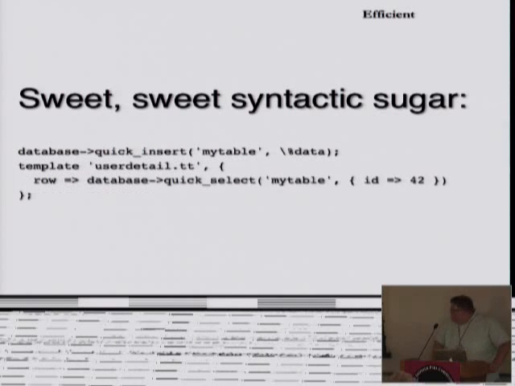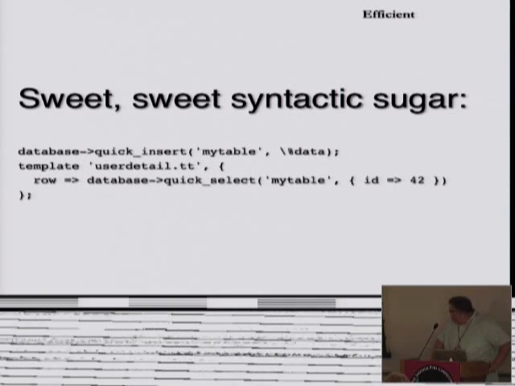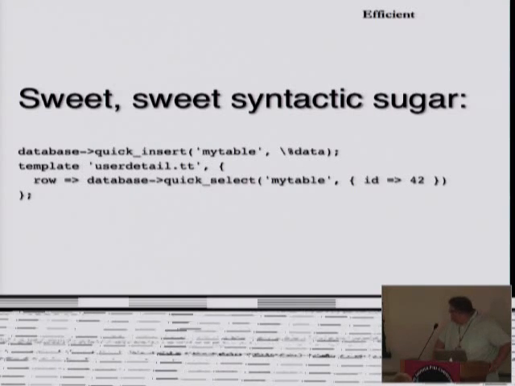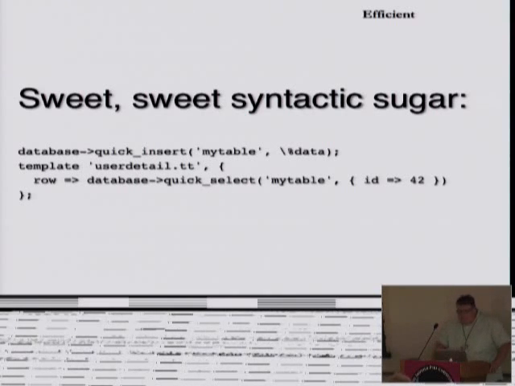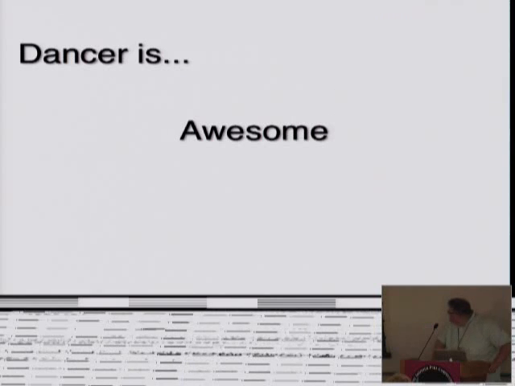But there's even more sweet syntactic sugar. There's these things called quick underscore methods. One of them is quick insert, where you can just say, I want to insert this hash ref into my table, where the hash is basically a list of column names and values, and it will insert it for you. You can also do stuff like this, where you say, I want to render a template called userdetail.tt, and it's going to do a quick select from my table where the ID is 42. Or obviously that could be parameterized, but it's not here. So in short, Dancr is awesome.